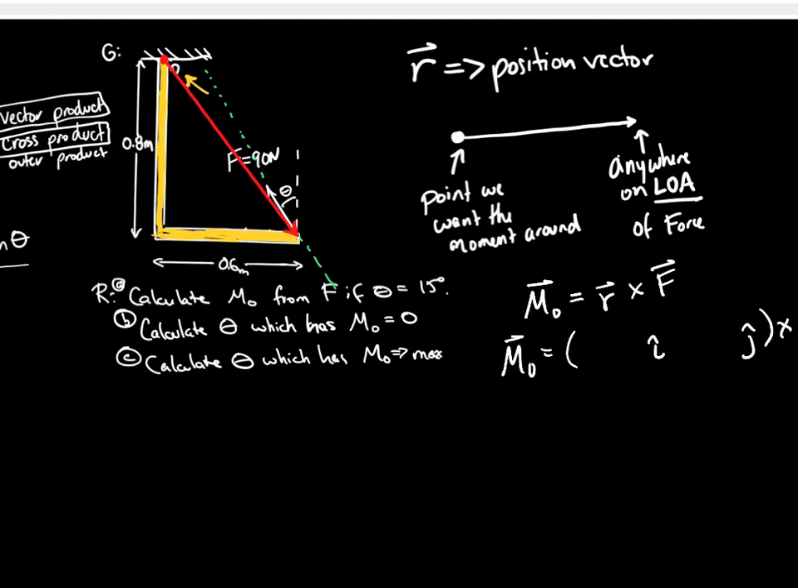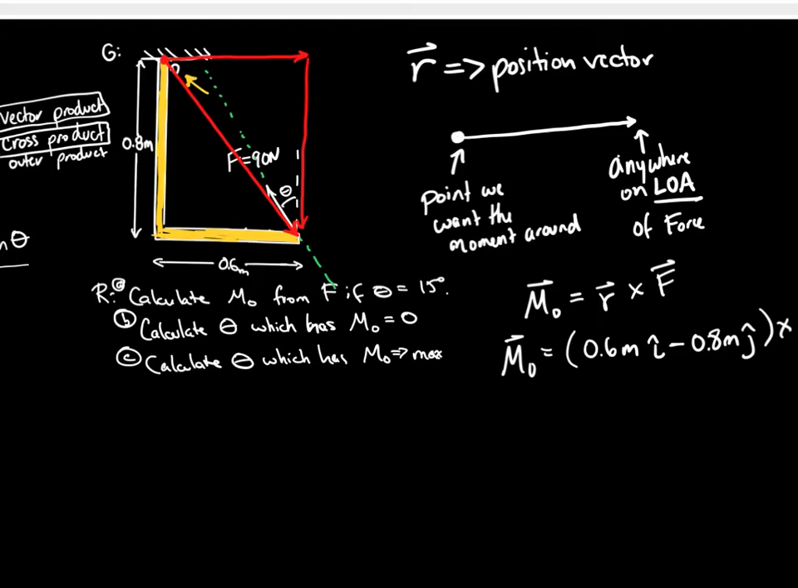And I'm going to cross it with F. In this case, it's going to go in the I direction. It's going to go like this, 0.6 meters in the I. And then the J direction is going to be negative, so that's the Y direction, and so it's going to go down 0.8 meters. Okay, boom. All right, so that's my R.